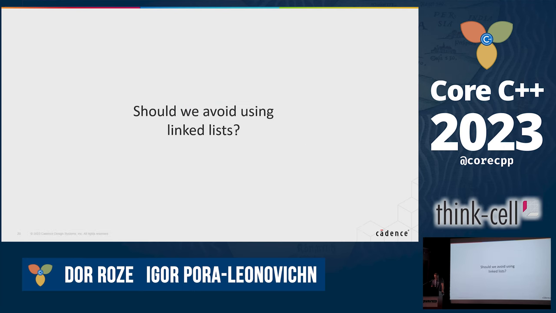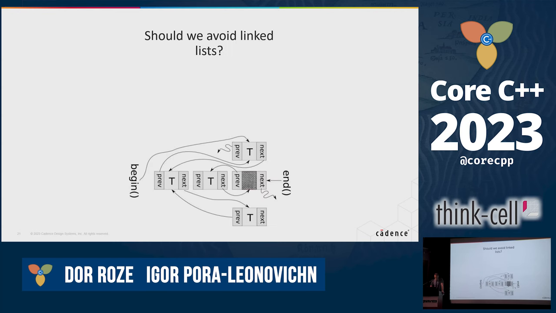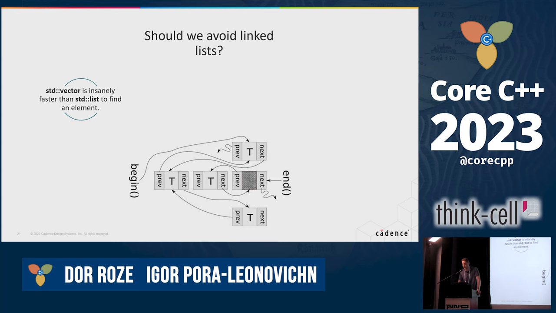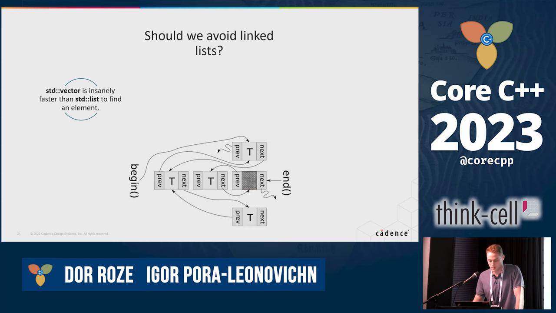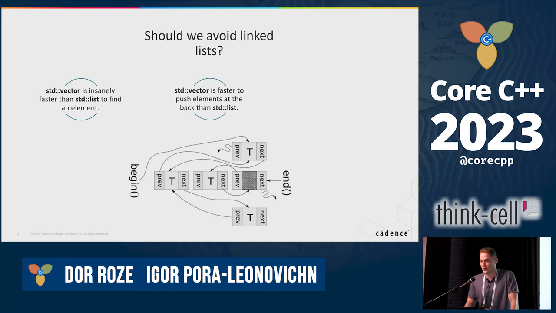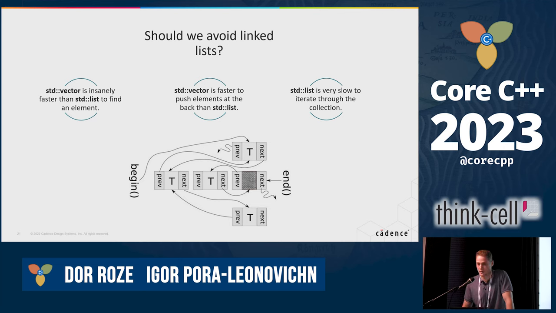So the question being asked is, should we avoid using linked lists? So this is std::list. The std::vector is much faster than std::list to find an element, right? Because it has to iterate over elements, and we said before that traversal over a vector is much more efficient. Also, std::vector is faster to push new elements at the back than std::list. And std::list is very slow to iterate through the collection, as I said before.